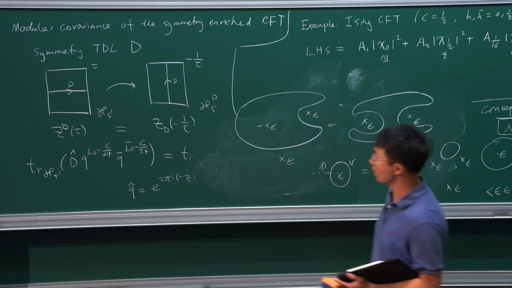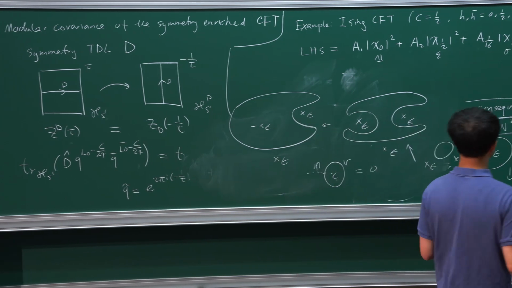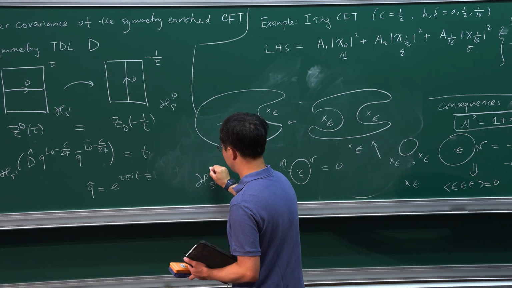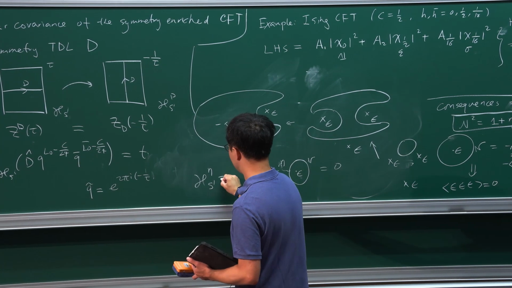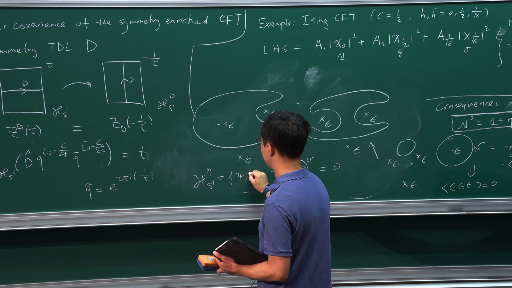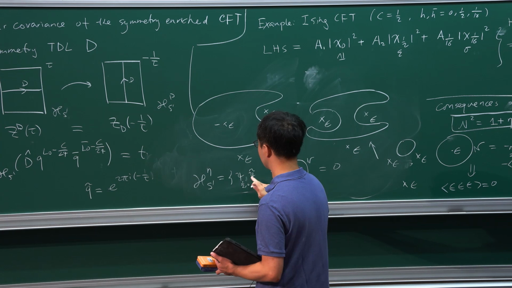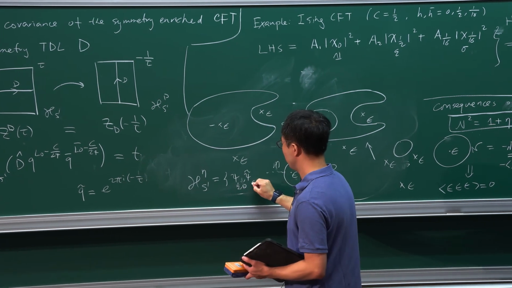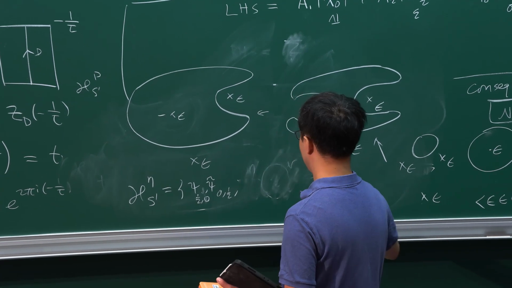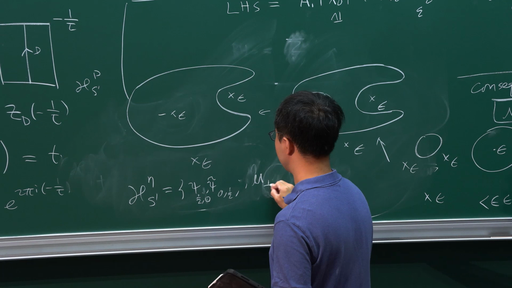Can you tell us the twisted sector spectrum? The twisted sector, I can. This is a small exercise, but for the purpose of this calculation, you can find that the spectrum is the usual psi and psi tilde. So it has dimensions (1, 0), (0, 1/2), and then the operator of dimension (1/16, 1/16).